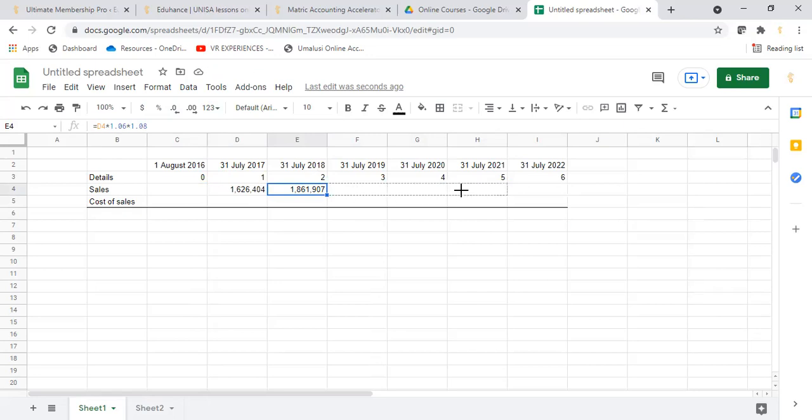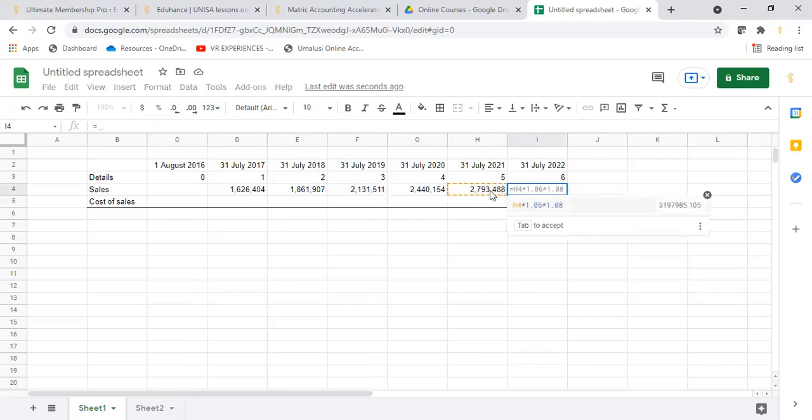We drag it up until the explicit period. Because remember, after the explicit period, we're not increasing by the 6 and by the 8. We're only increasing by the inflation rate, which is now 1.04, which is now 4%. Okay, so just take note of that.